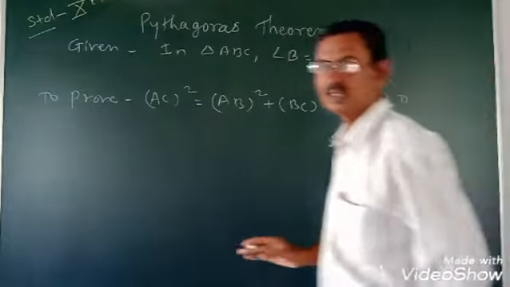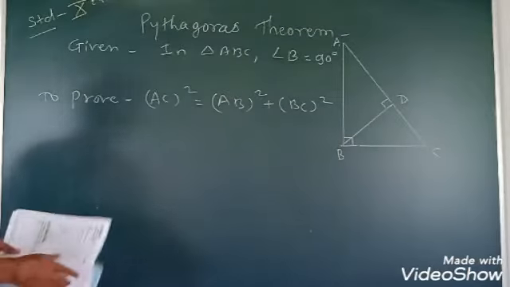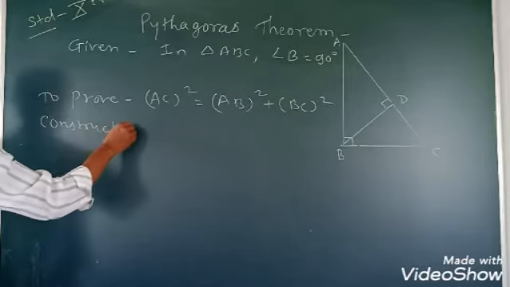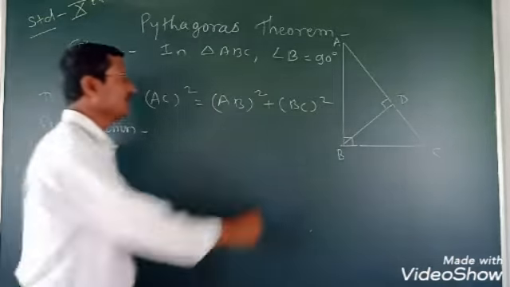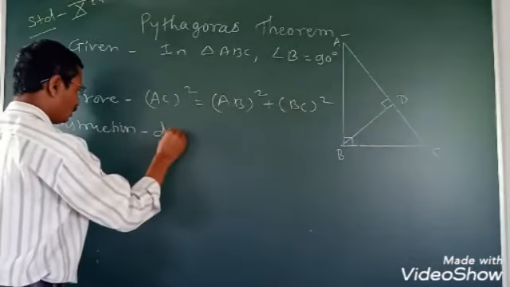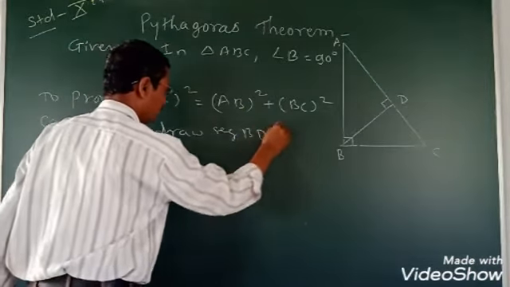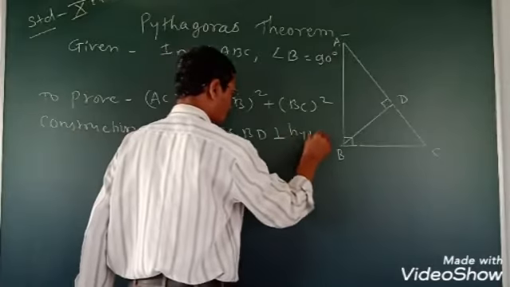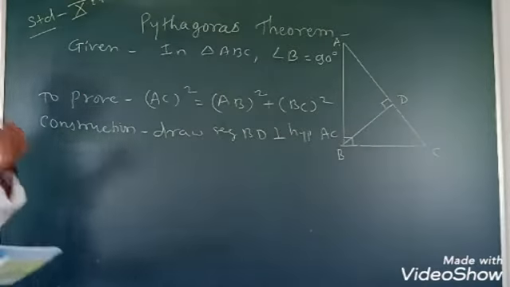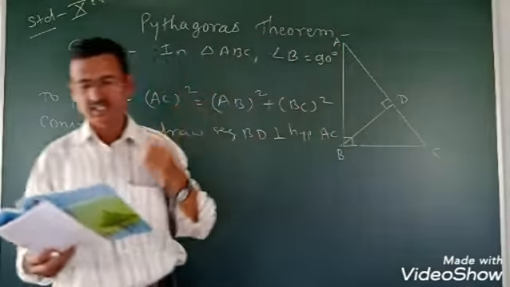Now this is given, and we have to prove this. Now take some construction. Draw BD perpendicular to hypotenuse AC. Segment BD is perpendicular to hypotenuse AC. It means angle BDC is 90 degrees and angle BDA is also 90 degrees.